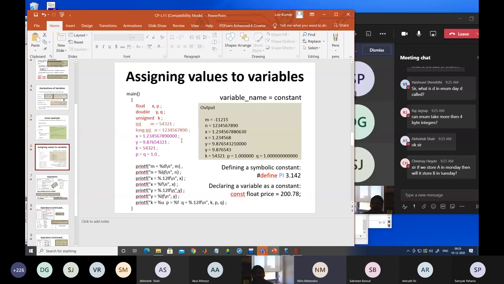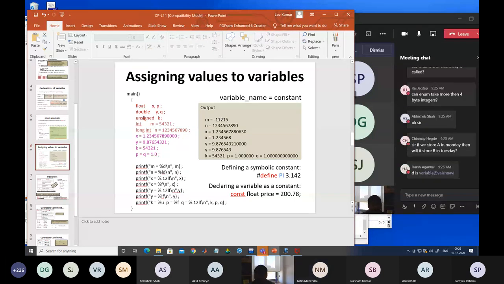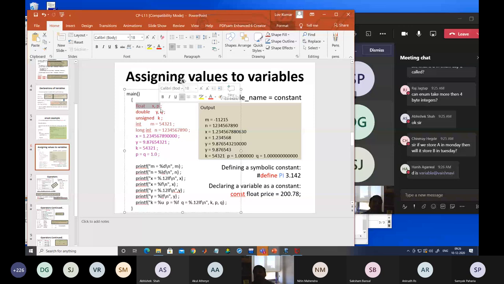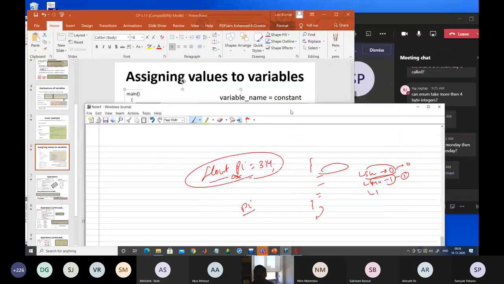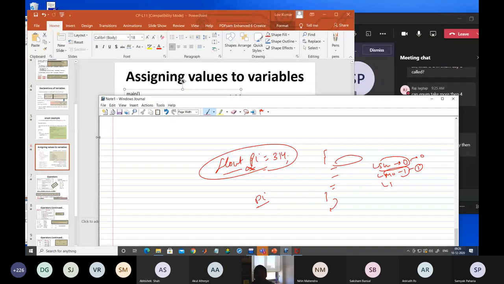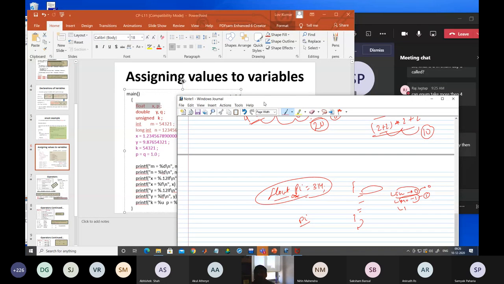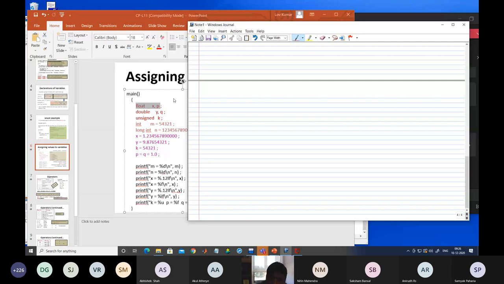Okay. Now we are going to discuss how to assign the value. As an example, you already know how to create variables. If you are writing float x comma p, what do you mean by that? Anyone? Float x comma p means basically we are going to declare two different variables of type float. One is called x and the second one is called p. Both are used to store real numbers.